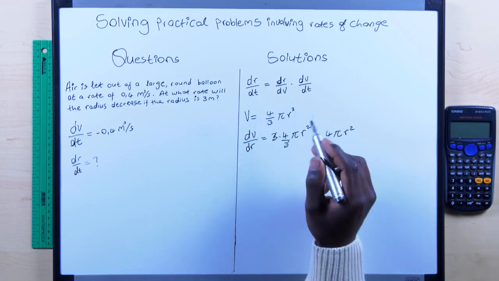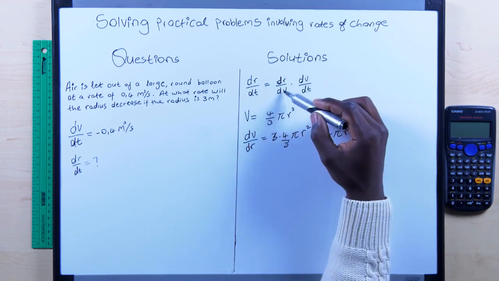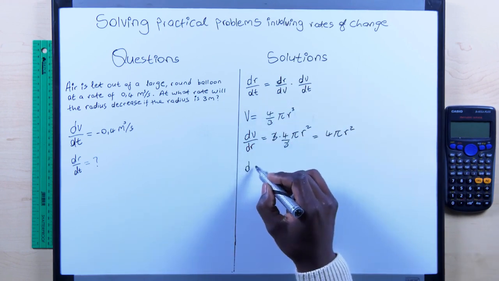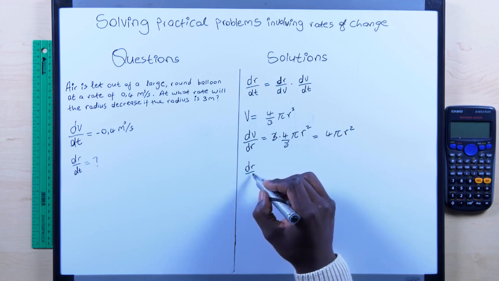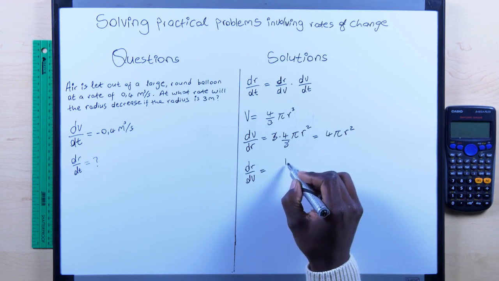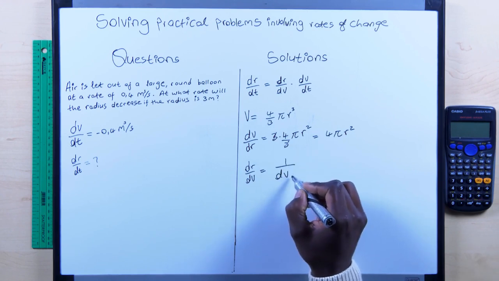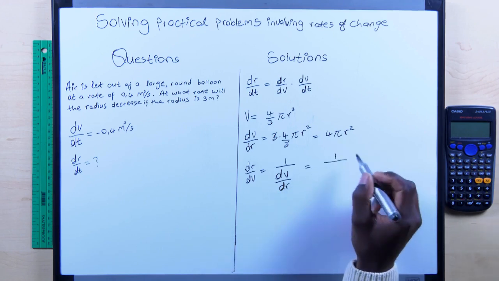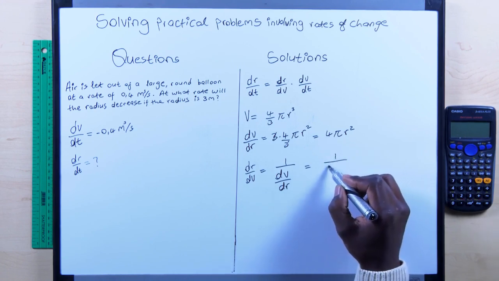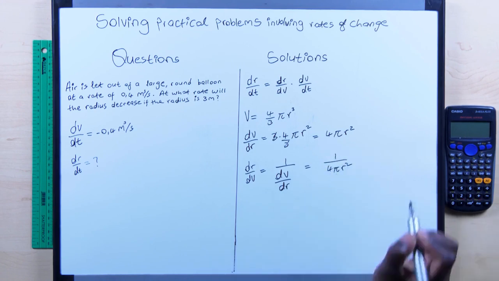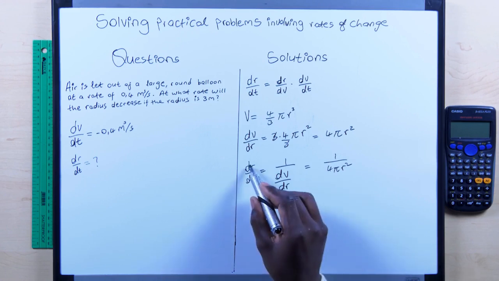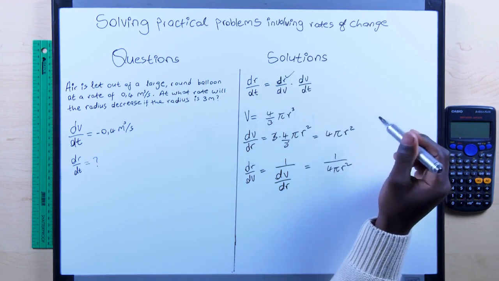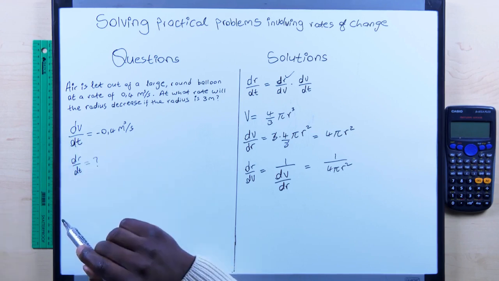This is dV/dr, but what do we want? We want dr/dV. So we want the inverse of this. So dr/dV must be equal to 1 divided by dV/dr, which then gives us 1 over 4 pi r squared. So we have found dr/dV. This we got. Now we need dV/dt. We have dV/dt from the given statement.